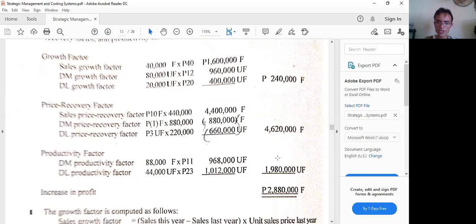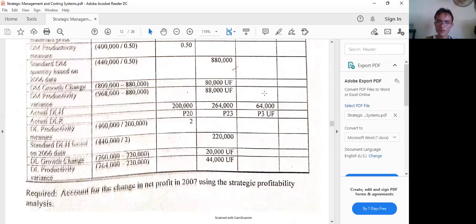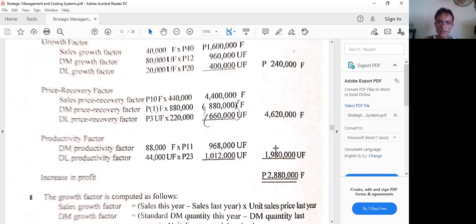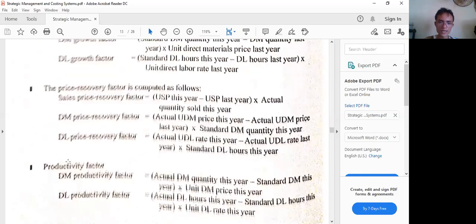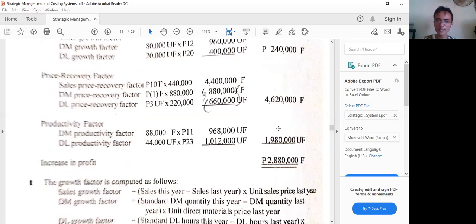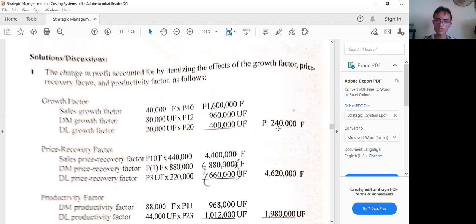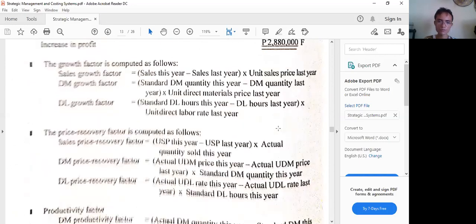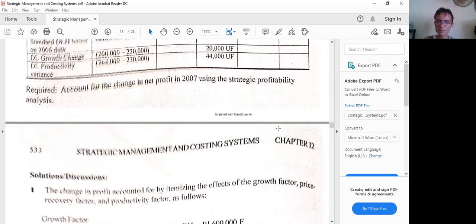And this is also one way to check the change in the profit. So 2,880,000, we can dissect this into growth, price recovery, and the productivity factor. The following items at the bottom are the formulas. If this is real life, we just have to take note of the formulas and apply them. We can just do Excel. In fact, these items are normally not the items that would come out even in CPA board examinations. Hopefully we learned something from these parts.